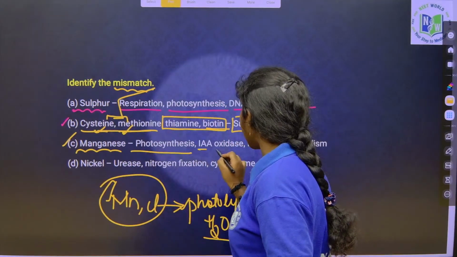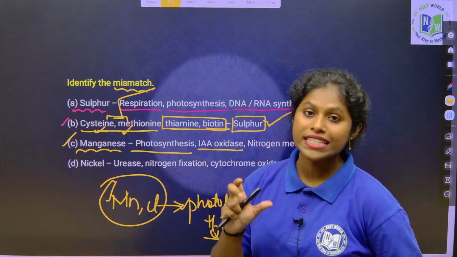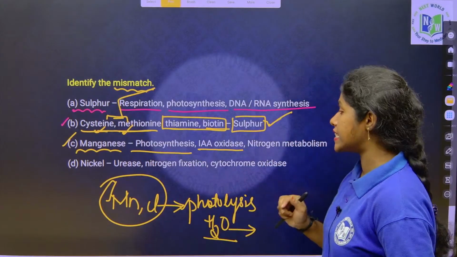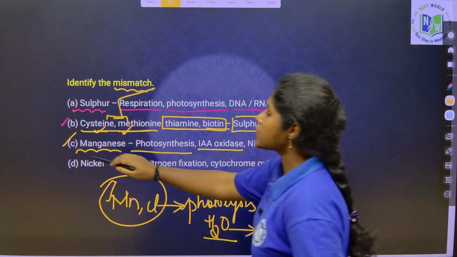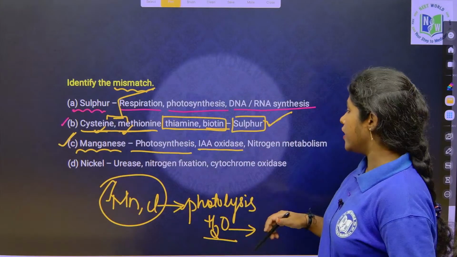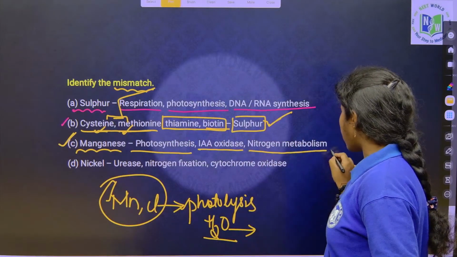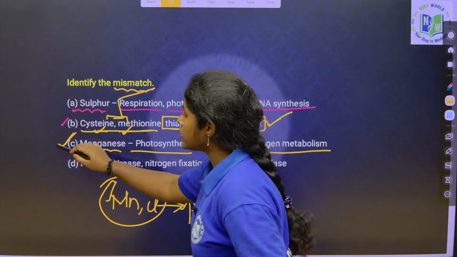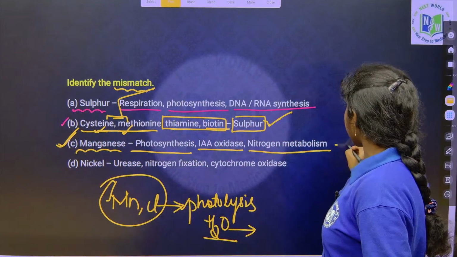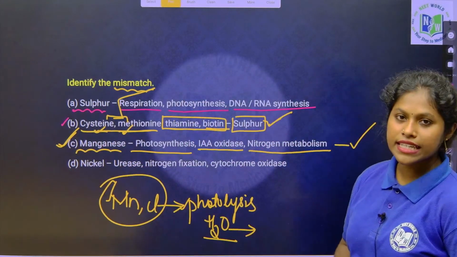And IAA oxidase, which means indole acetic acid, indole 3 acetic acid. For it also, manganese is one of the main components required, and for nitrogen metabolism also manganese is important. So here the statement 3C is correct.